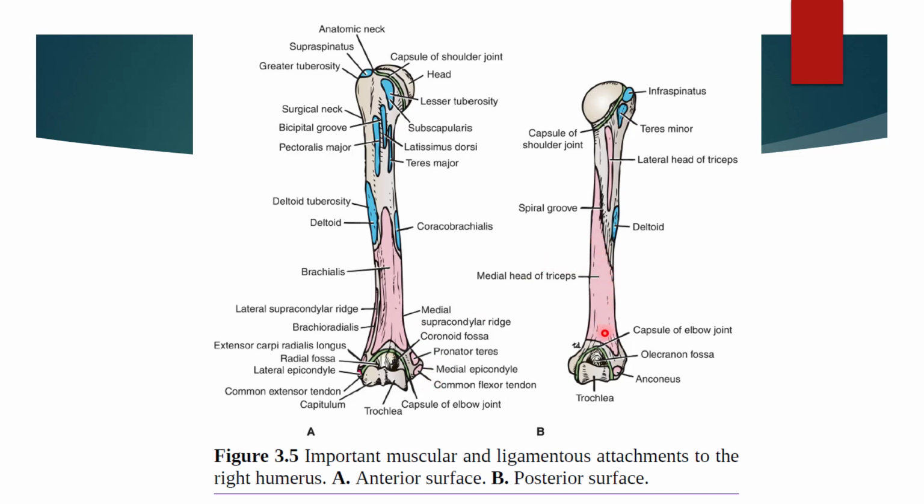The medial head of the triceps is attached on the posterior aspect of the lower end of the shaft of the humerus. And the anconeus muscle is attached on the posterior part of the lateral epicondyle. Okay, so this is the lateral epicondyle, and the anconeus muscle is attached here. So these are some of the muscles which are attached to the humerus.